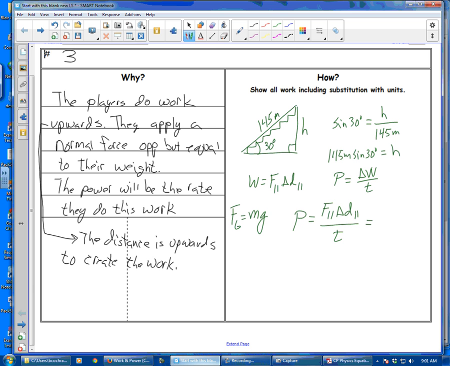So one more little substitution in here. I have mg delta d over the time. And now I know all of those values. My m is 105 kilograms. My g is on Earth, so it's 9.8 newtons per kilogram.